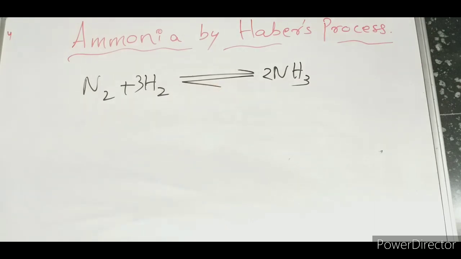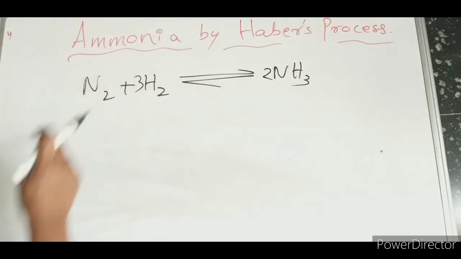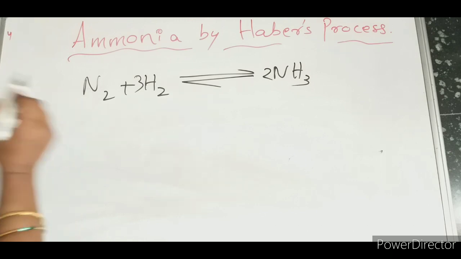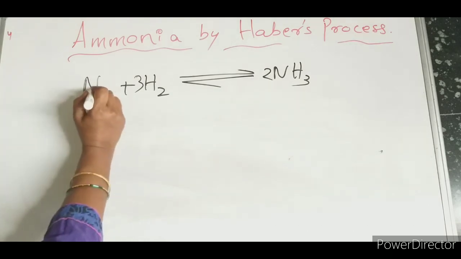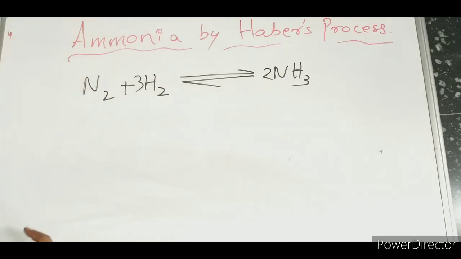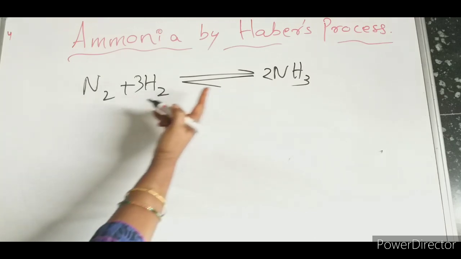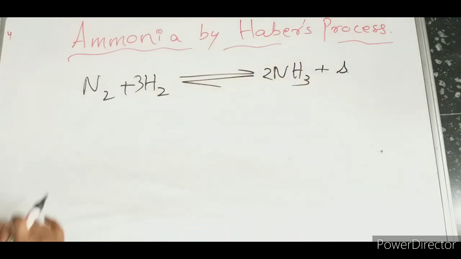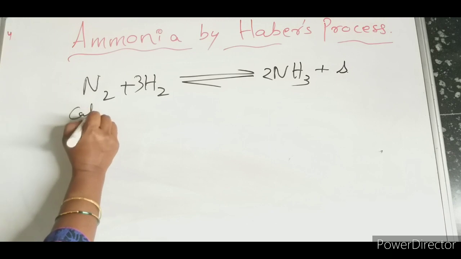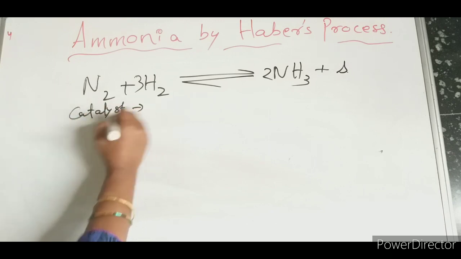Now let me write the catalyst, promoter, temperature and pressure that are used. Only under those conditions will nitrogen combine with hydrogen. You know that the atmosphere has 80% nitrogen, but only under certain conditions does nitrogen react with other substances and gases, because it is inert in nature. This reaction is also an exothermic reaction. First of all, let us write what catalyst is used.